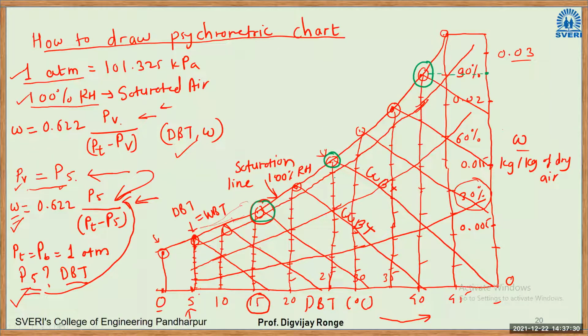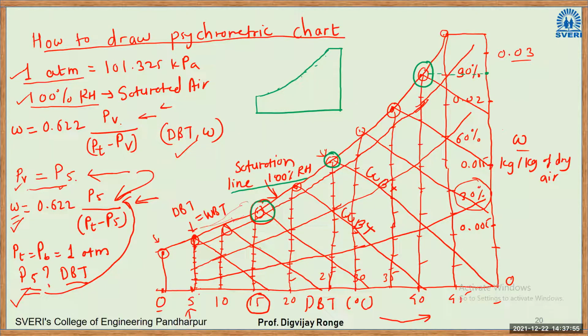I will join those points, and then I will get a saturation line of 100% RH, or relative humidity. So basically now I have an abscissa and an ordinate, and by plotting the points, I have obtained a 100% RH curve. You can join this like this. So this will be the basic structure of a psychrometric chart.